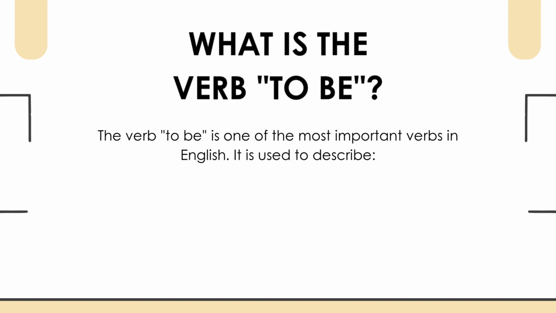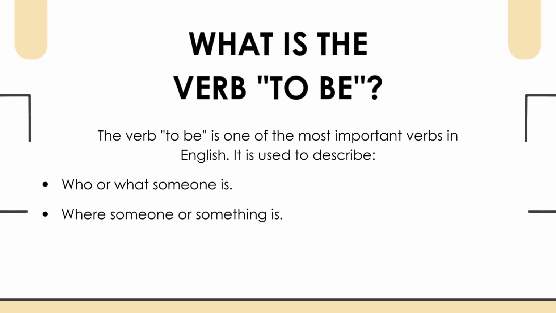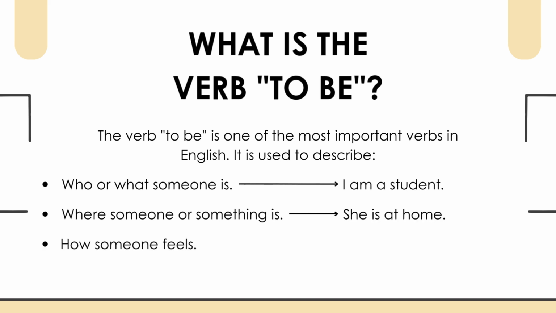The verb to be is one of the most important verbs in English. It helps us describe who or what someone is, where someone or something is, and how someone feels. For example, I am a student, she is at home, and they are happy. As you can see, we use to be in everyday conversations.